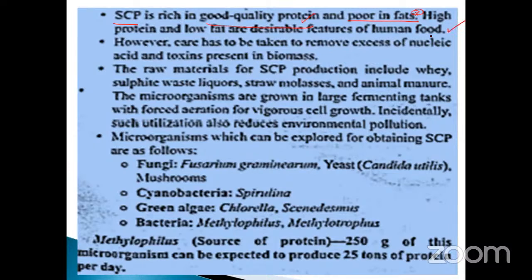That's the reason. However, care has to be taken to remove excess nucleic acid and toxin present in the biomass. The raw materials for single cell protein production include waste sulfite liquors, whey. Whey means what? After curd preparation, there is a yellow colored fluid, isn't it? Whey. Sulfite waste liquor here may be differentiated: whey, sulfite waste liquor, straw, molasses, and animal manure.